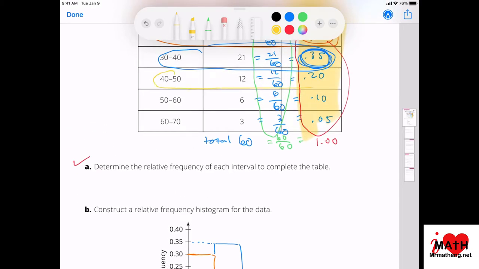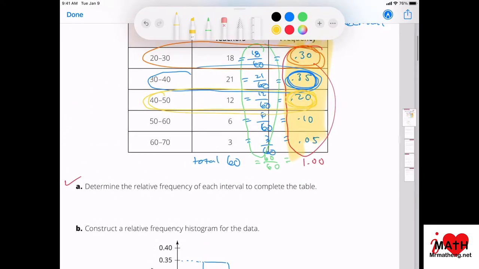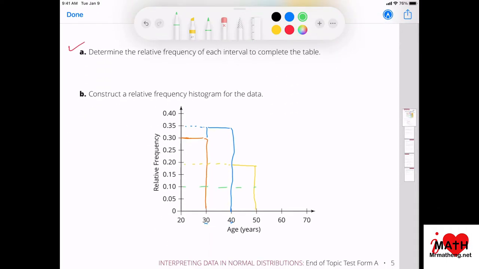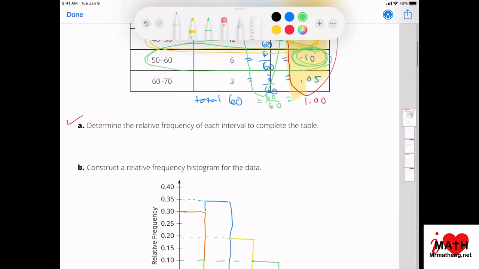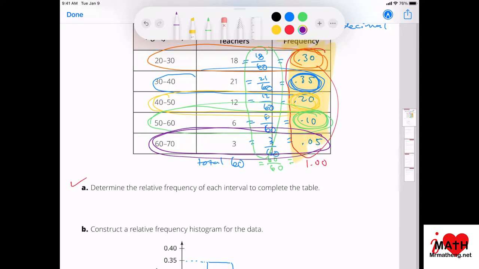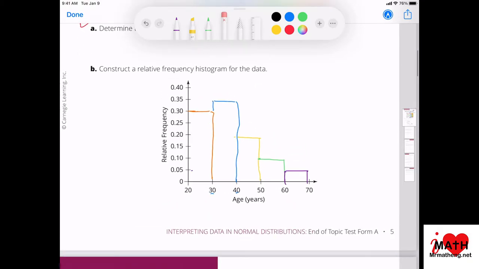Let's go over to the 40 to 50-year-olds. There's 20%. So I'm going to start at 0.20, then just go across, right? So the 40 to 50, there is a relative frequency of 20%, 0.20. 0.20 or 20% of the teachers are within that age group. This one will be 10, between 50 and 60. And the last one, let's choose purple. Between 60 and 70 years old, there is 5%. And we can go ahead and erase the dotted lines. That was just to help us as reference points. And that is our answer for 1B.